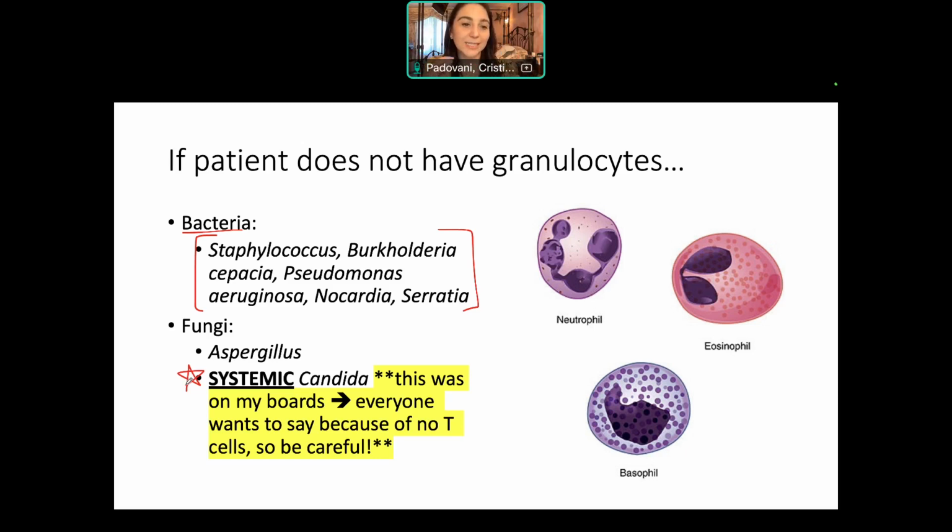If candida becomes systemic, and that's why I wanted to highlight it here, that is usually pointing at a granulocyte deficiency. Okay. It sounds kind of backwards because you think T cells would really help keep candida.